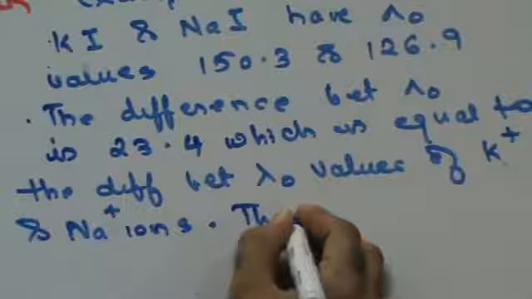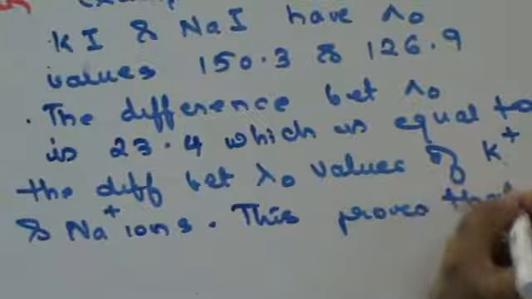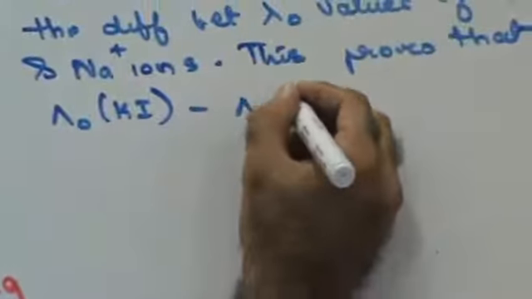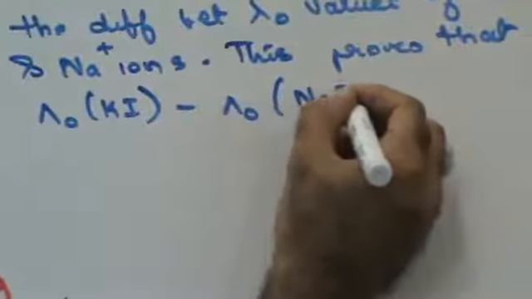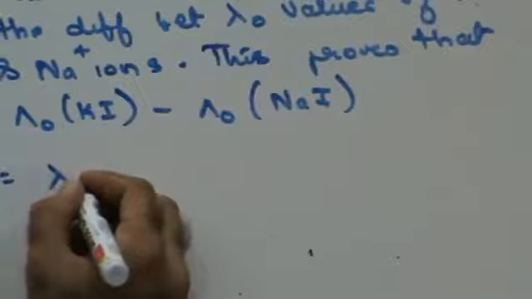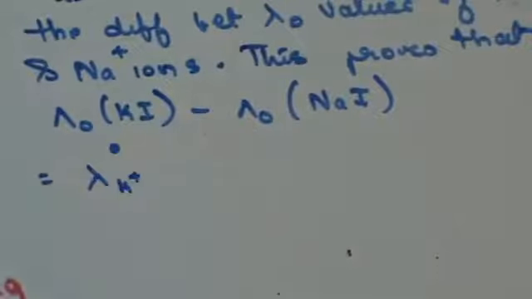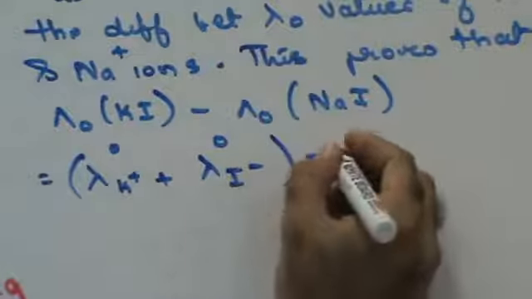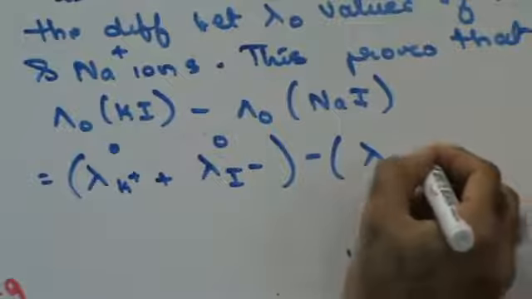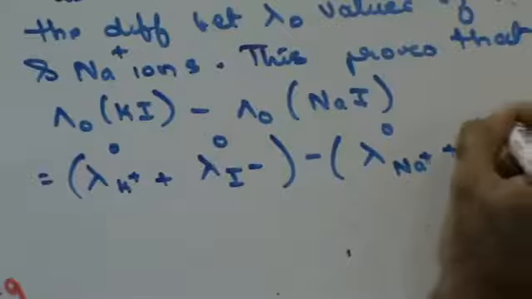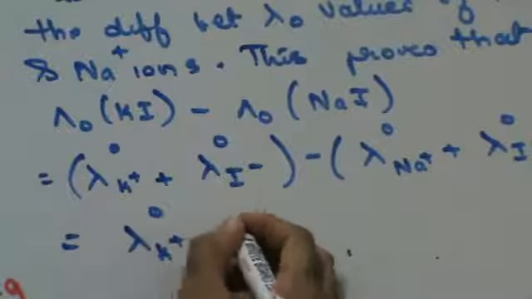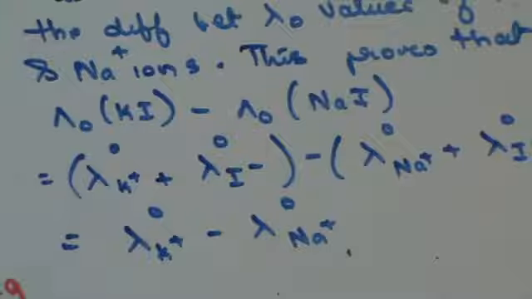that molar conductivity at infinite dilution of potassium iodide minus molar conductivity at infinite dilution of sodium iodide is equal to molar conductivity of potassium ions at infinite dilution plus molar conductivity of iodide ions at infinite dilution, minus molar conductivity of sodium ions at infinite dilution plus molar conductivity of iodide ions at infinite dilution. If I open the bracket, this mathematically gives molar conductivity of potassium ions at infinite dilution minus molar conductivity of sodium ions at infinite dilution.